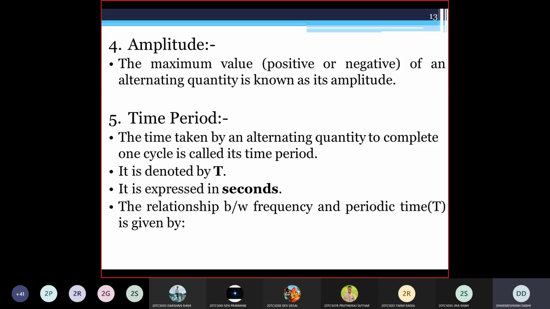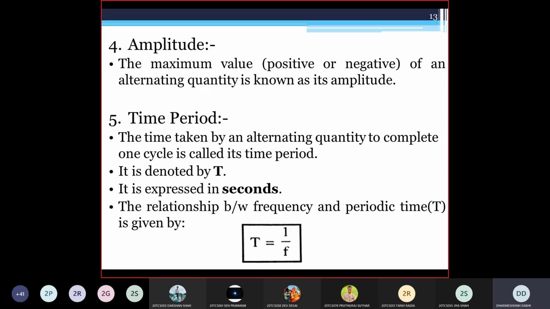Next, what is the relationship between the frequency and this time period or periodic time? Time period equals 1 upon frequency. Both are inversely proportional to each other, or reciprocal. T is equal to 1 by F. Once you know the time period of any wave shape or alternating quantity, you can easily find out its frequency. Clear? Suppose the time period of a sine wave is 20 millisecond. What is the frequency of that wave shape?